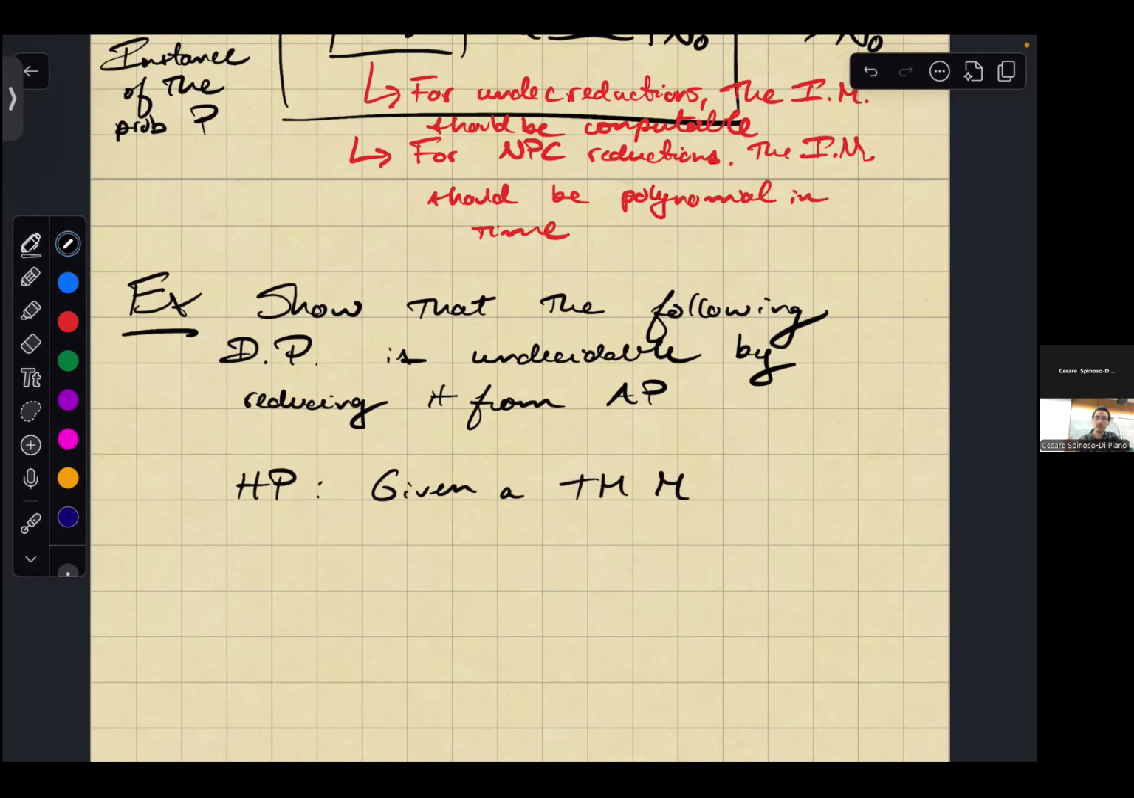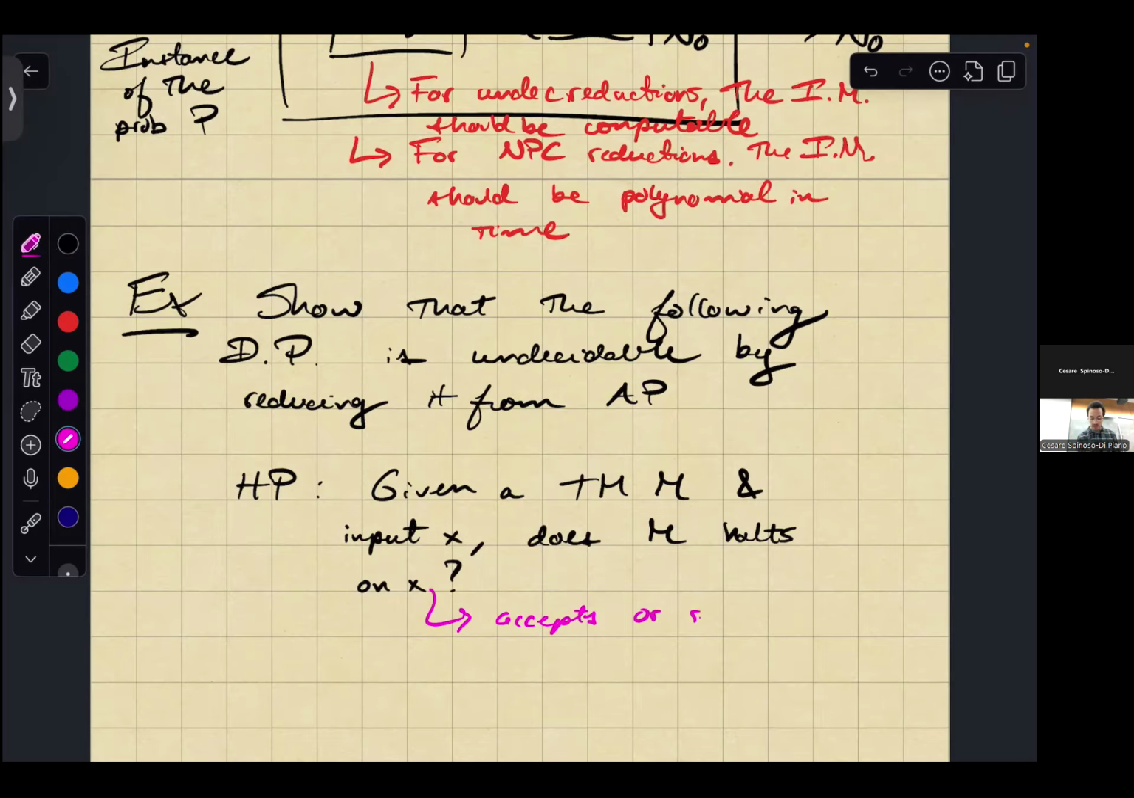The halting problem asks a slightly simpler question than the acceptance problem. Given a Turing machine M and an input X, we want to know whether M halts on X. Halting means that it either accepts or rejects X, because in both cases the Turing machine halts. It only does not halt if it loops on the string forever. Okay, so how am I going to do this?